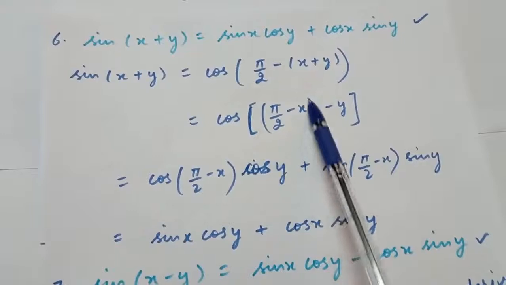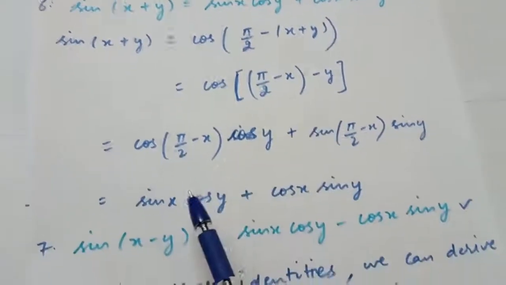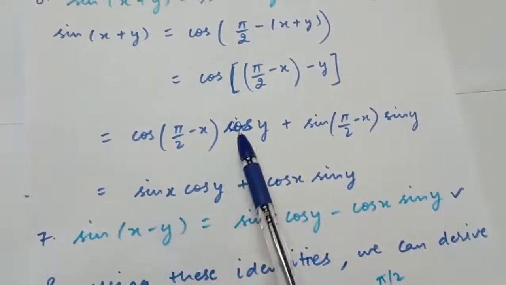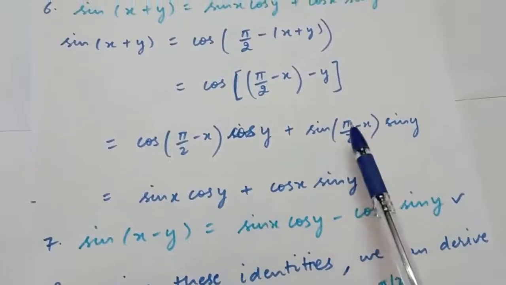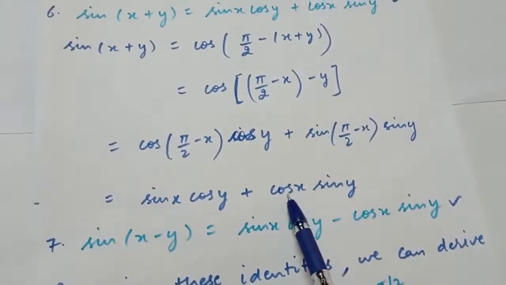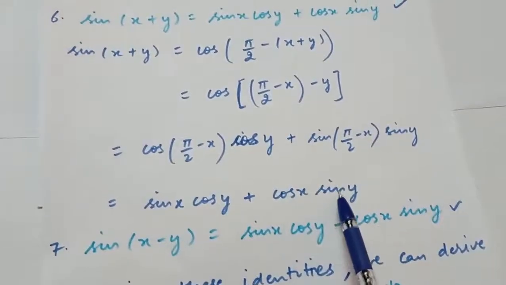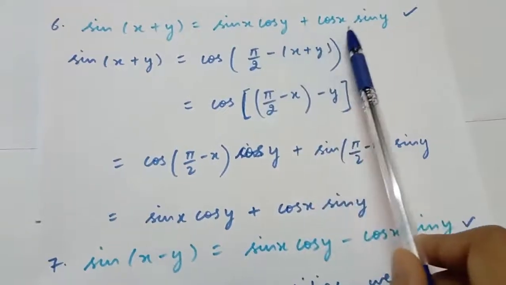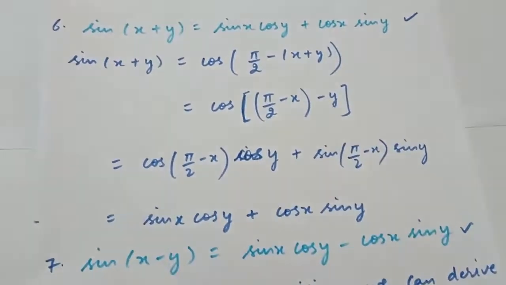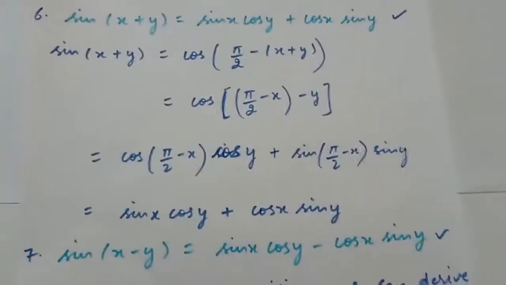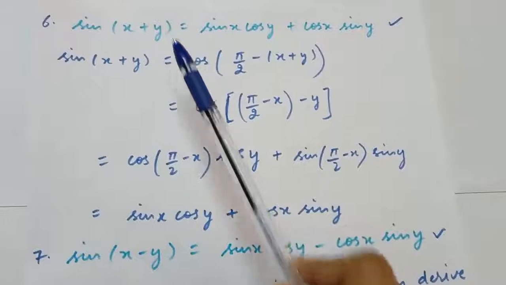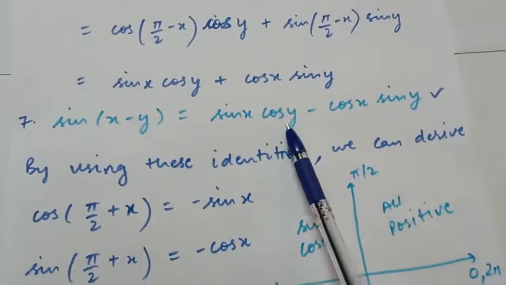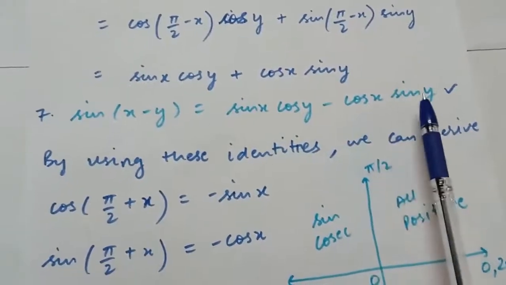Here x is this complete pi by 2 minus x. Now this will be cos pi by 2 minus x, we have just studied, it is sin x into cos y, plus sin pi by 2 minus x, we have just studied, it is cos x into sin y. So the formula of sin x plus y is sin x cos y plus cos x sin y. Clear? Now replace y with minus y in this formula, then you will get sin of x minus y equal to sin x into cos y minus cos x into sin y.